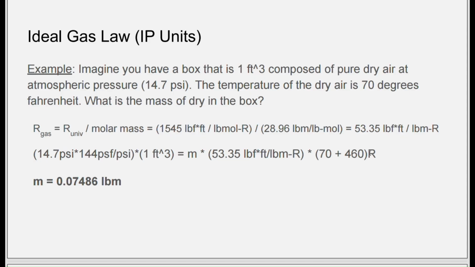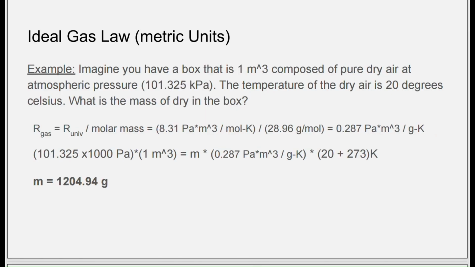You have to use absolute temperature, so you add 460 to your Fahrenheit to get degrees Rankine. Do that, and for this specific problem you end up with about 0.075 pounds, which happens to be the density of dry air roughly at standard conditions. I think standard conditions is 68 degrees, depending on whatever your reference is. But that's one way to apply the ideal gas law. You can do the same thing for metric. I'm going to gloss over that because we do imperial mostly.